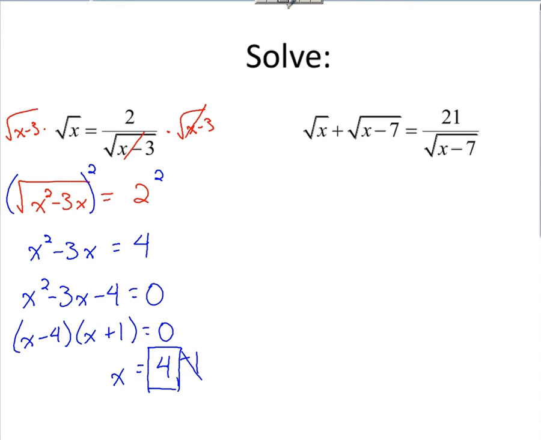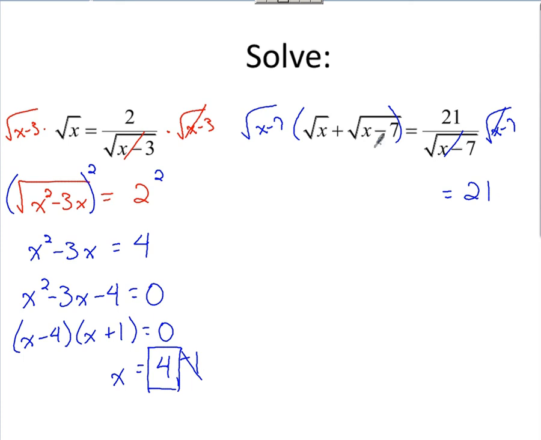Alright, last one. On this last one, you want to continue the same theme as what we did with the first one. I want to clear the fractions first. If you got an equation, we could do that, right? Multiply both sides by square root of x minus 7. In fact, it looks like something interesting happens here when you do that. On the right side, these guys are canceling out. Everything's good over there. You're left with 21.